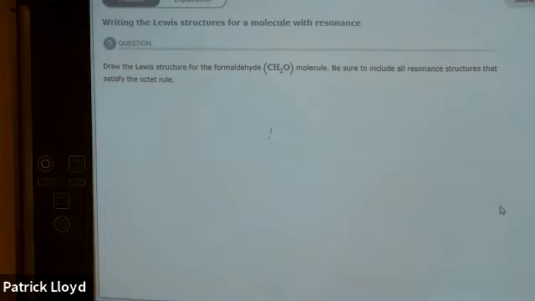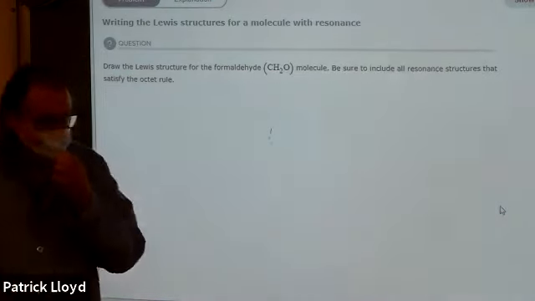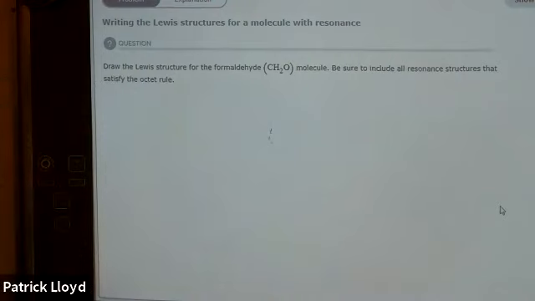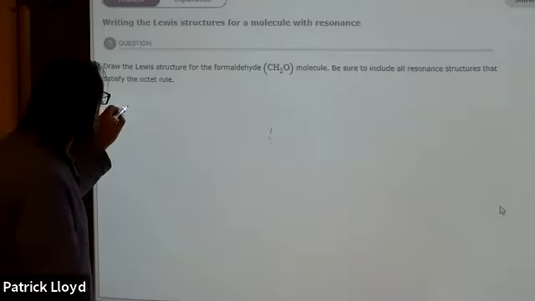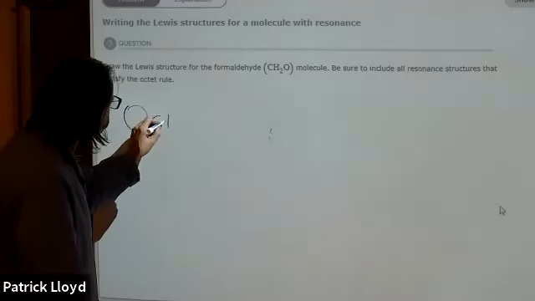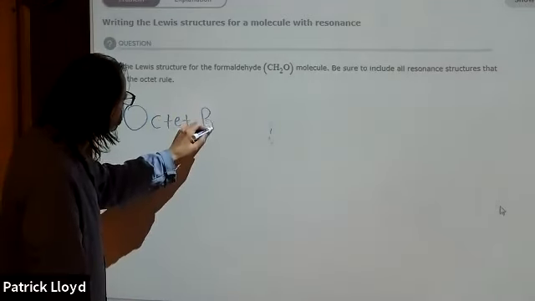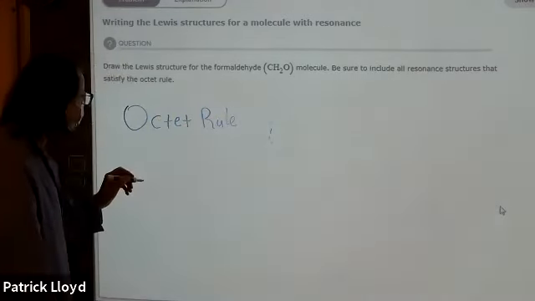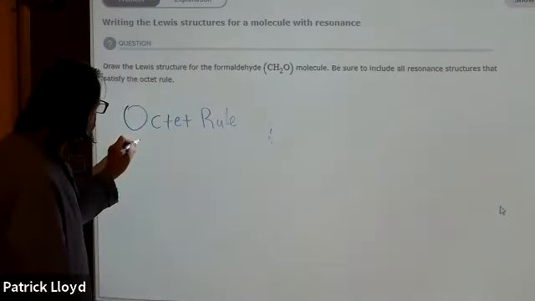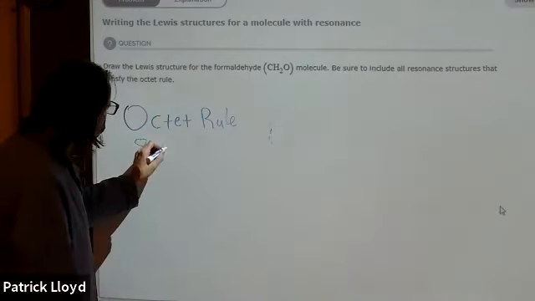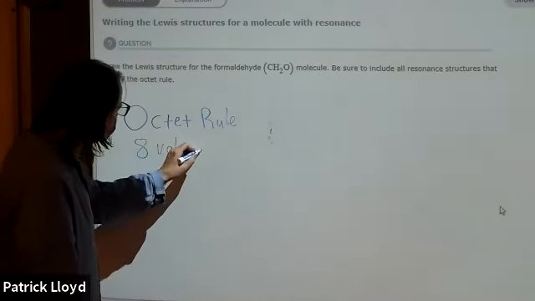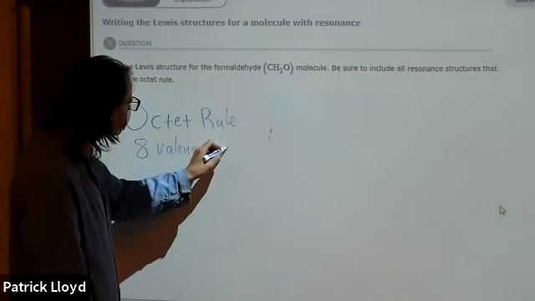Okay. All right. So chapter 8, as you've probably seen, is mostly concerning drawing Lewis structures, right? It's covalently bonded molecules. And so we talked about the octet rule, right? Which we'll talk a little bit about today. So that's the rule, the idea that 8 valence electrons seems to bring stability to many substances.